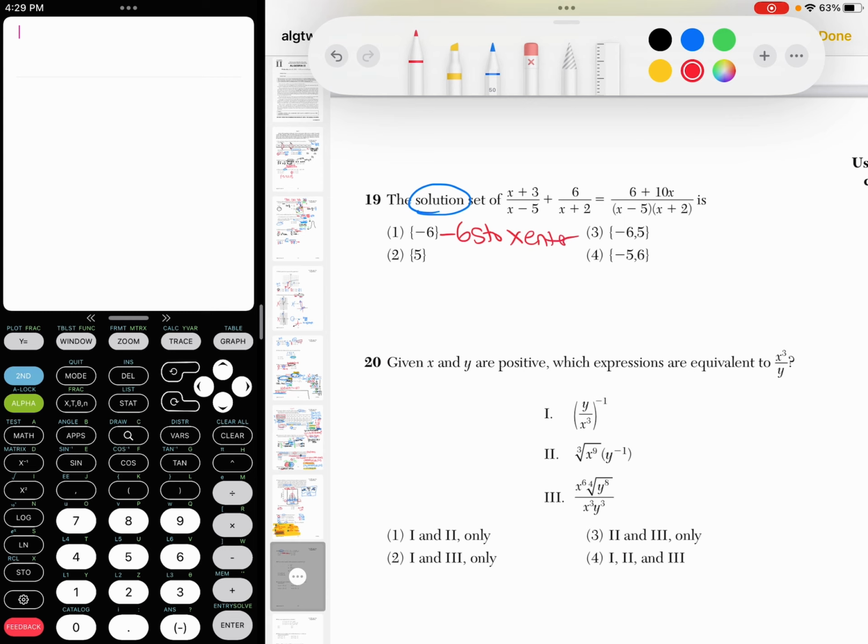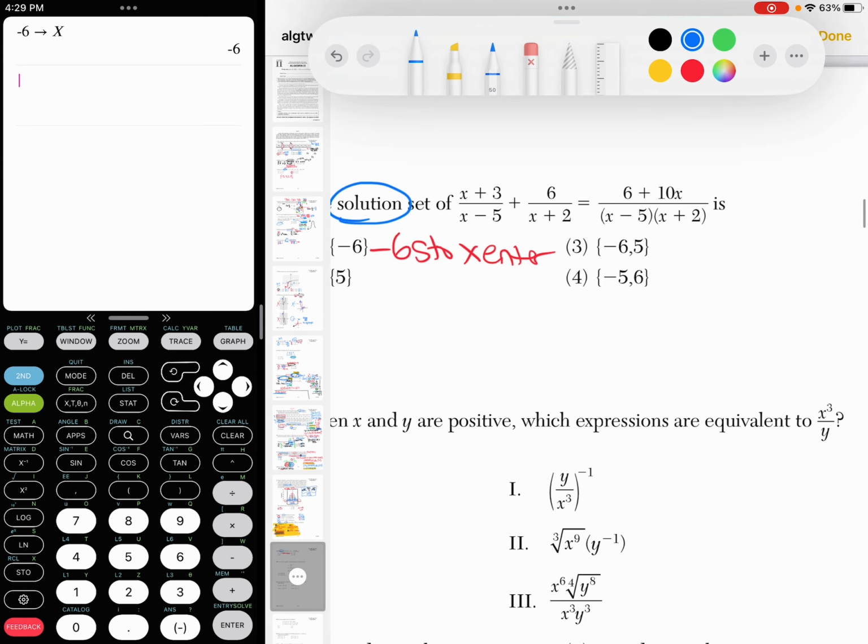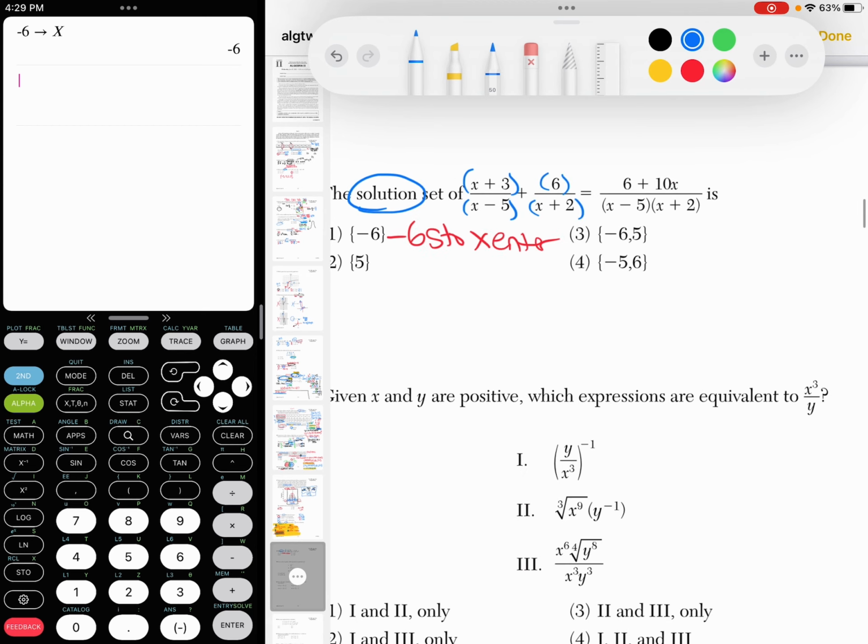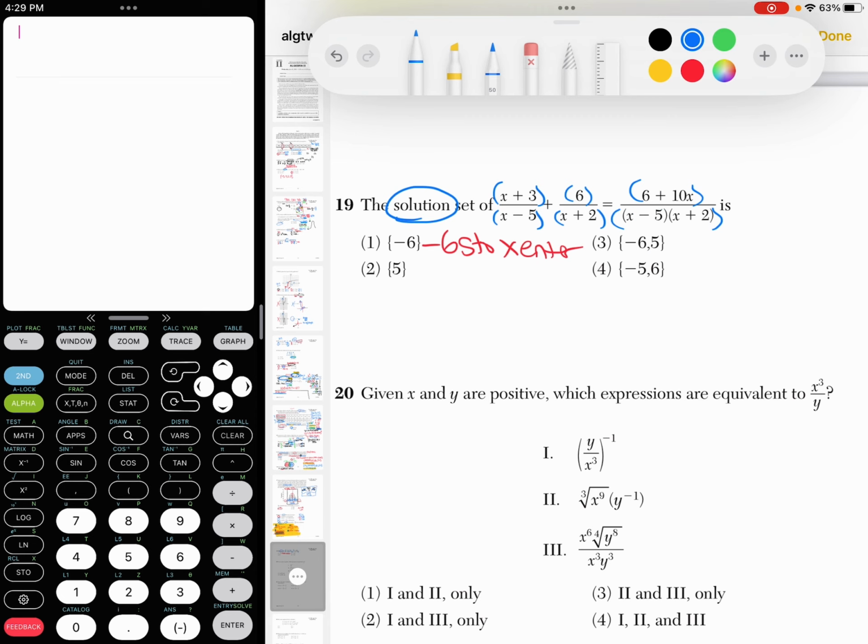enter, and type that into your equation. So I'm going to do -6 stow x, enter. And then I'm going to type it into my 83 calculator, people, parentheses around your fractions. Please, all of them, all of it. I know it's a lot of parentheses. I don't care. Do it anyway.